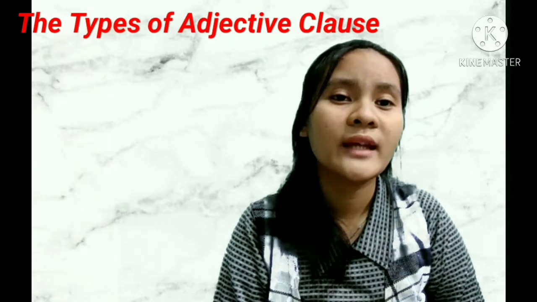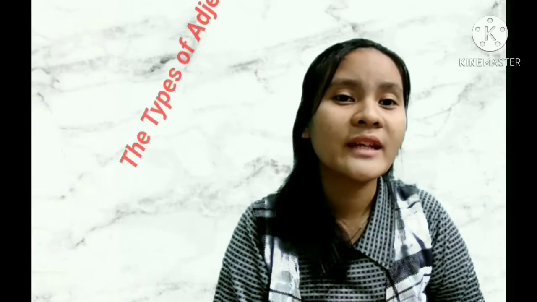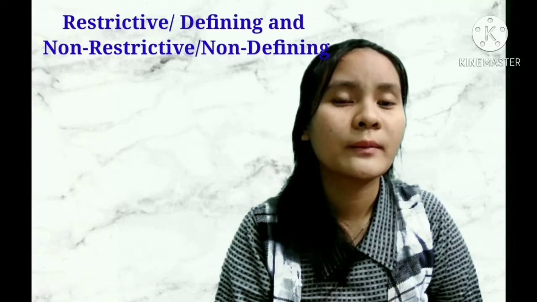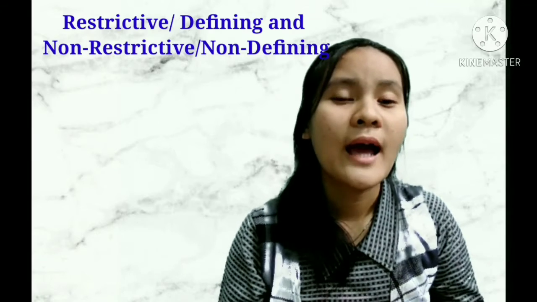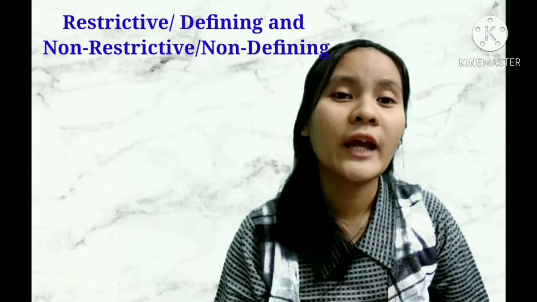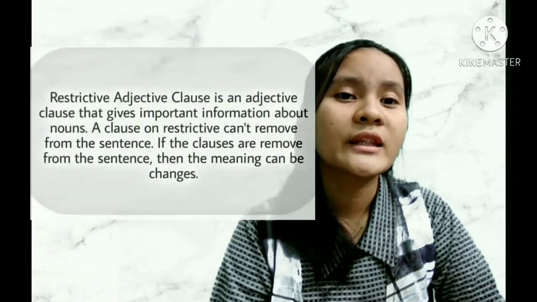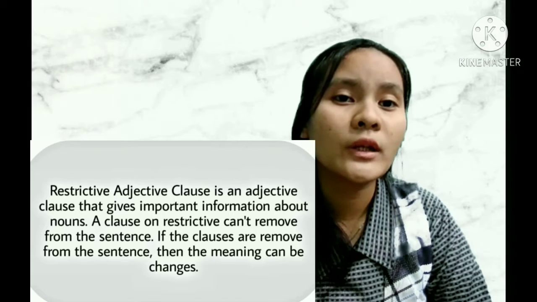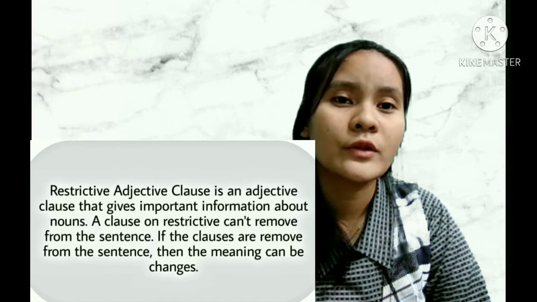My name is Ita Sarjani Haloho. I will explain to you about the types of adjective clause. Adjective clause is divided into two types. There are restrictive and non-restrictive. However, some people call it defining and non-defining. First, restrictive or defining. A restrictive adjective clause is an adjective clause that gives important information about nouns.